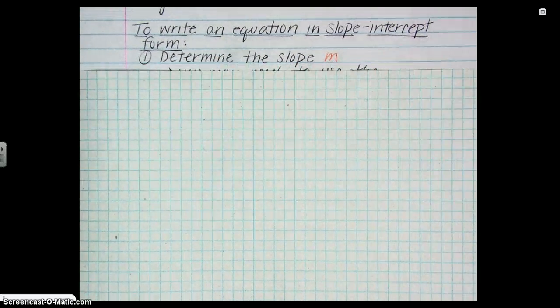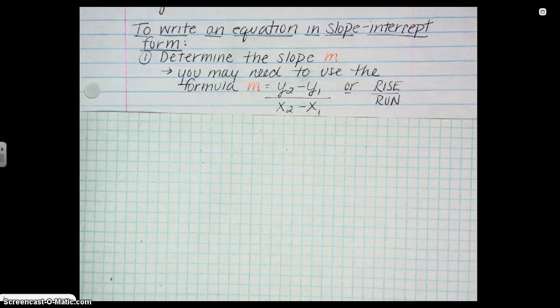the first thing you want to do is determine the slope. Figure out what the slope of the line is. In some cases, they will give it to you directly. You will be given the slope of the line directly. Otherwise, if it's not given to you, you're going to have to either use the formula or rise over run. So if you're given 2 points, you can use the formula y2 minus y1 over x2 minus x1. Or if you can actually look at the graph, you can use the rise over run method to find the slope of the line.